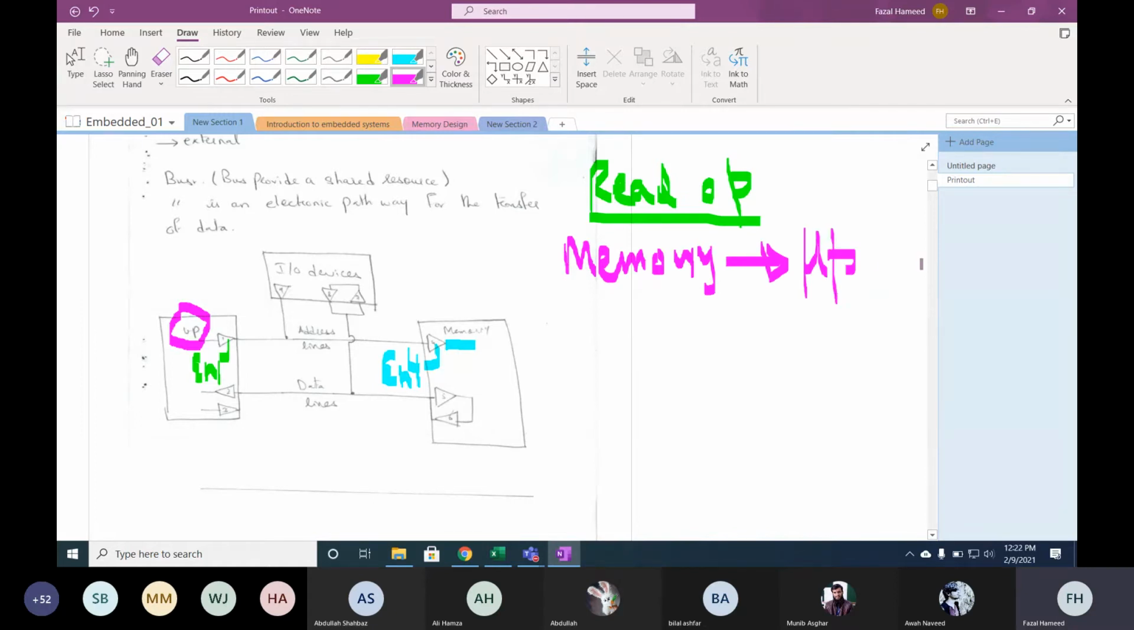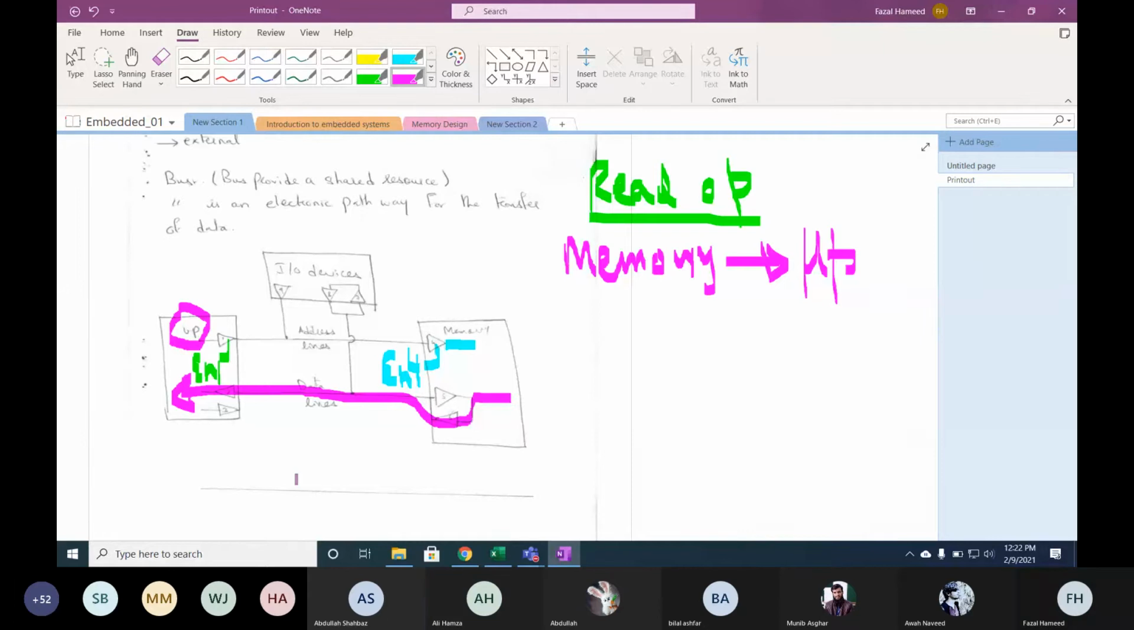Which tri-state buffer will be enabled? Tell me. Fourth. No, from the memory to the microprocessor. 6. Very good. 6. The direction will be something like this. Didn't you understand, son? Did you understand or not?